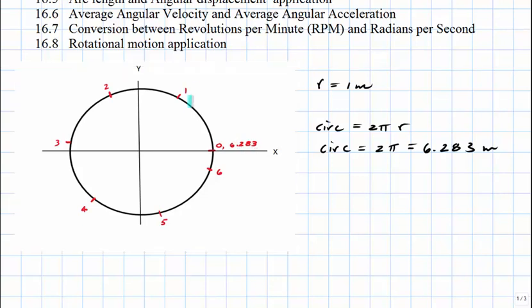Now, let's highlight the arc between 0 and 1. Next, we'll extend 2 line segments from the origin to those 2 locations. So here's the first, and here's the second. By extending these 2 lines, we have created an angle. And we'll note that angle as theta. As it turns out, this angle is defined as 1 radian.